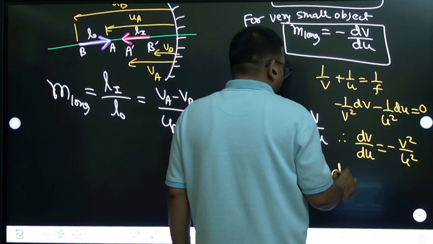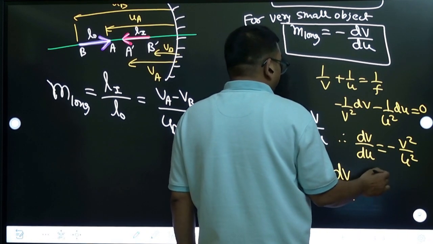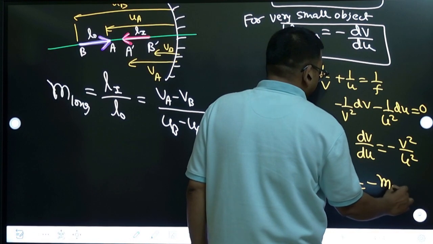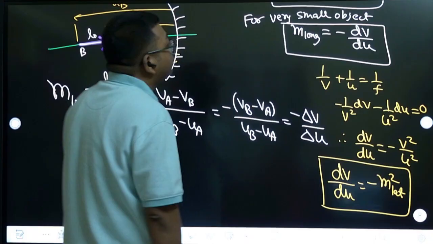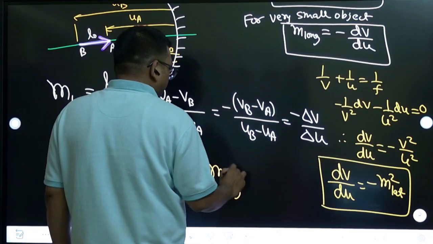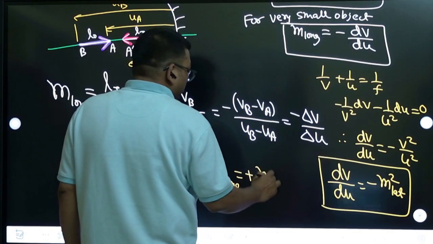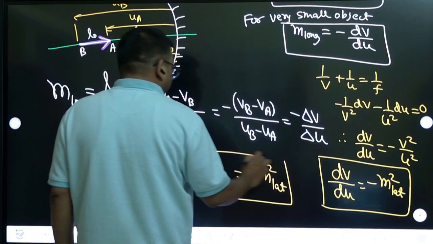Okay, so dv by du comes as minus v by u, whole square. V by u is lateral magnification, so this is lateral magnification square, right? So this longitudinal magnification can be written as minus of minus, so it will become plus m lateral magnification square. That's what it is.